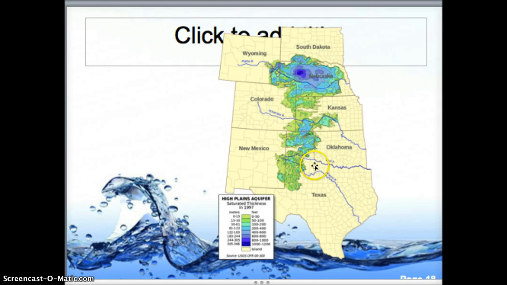Here's where the Ogallala Aquifer is, and you can see it stretches all the way from South Dakota down to Texas, and pretty much supplies water to all of these states that are very big agricultural states, farming and ranching, and meets the needs of a lot of people in the U.S.